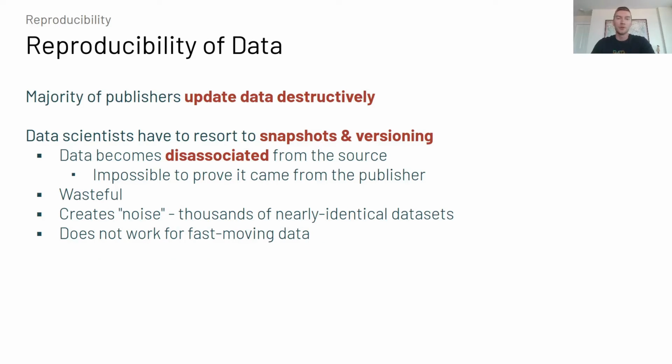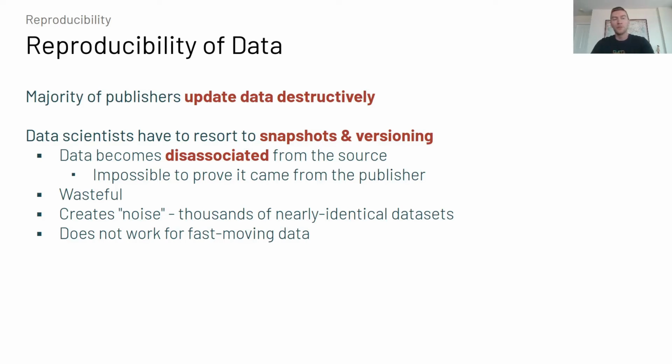The majority of publishers currently publish data destructively. So once a day, they might publish a new version of a dataset with some additions or slight modifications to it, reflecting the current state of data. But at the same time, they're overwriting all of the history. This means that data scientists, to preserve reproducibility, have to resort to tools like data snapshots and versioning, putting the data as they saw it at the time aside, assigning an identifier to it, and reusing it since then.